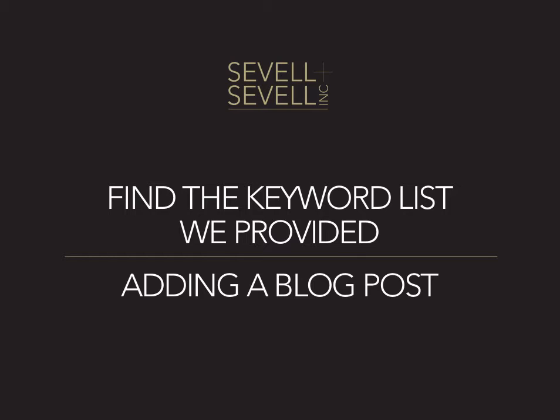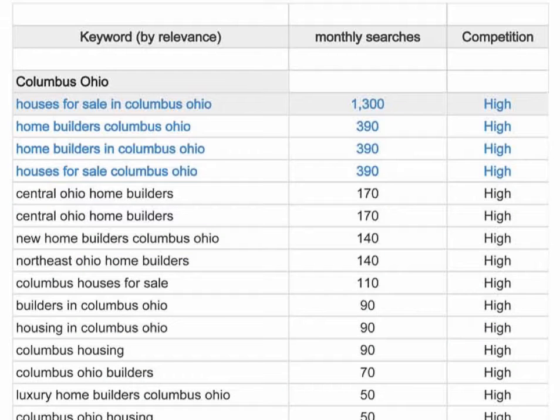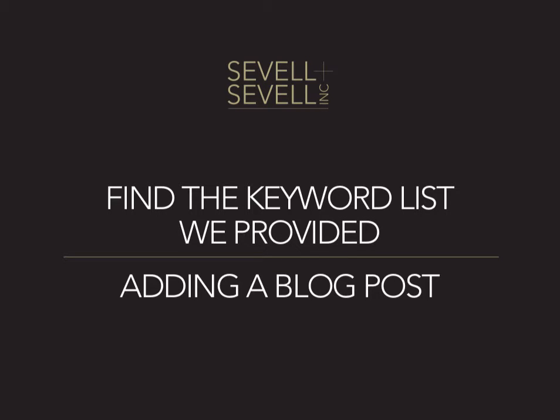For every website that we do SEO for, we give you a list that could look like this, as we did for a plastic surgeon. Or it could look like this, as we've done for a home builder. But either way, you should have that list printed out and always handy whenever you're writing a blog post, because those are the keywords you'll need to incorporate into your blog posts.